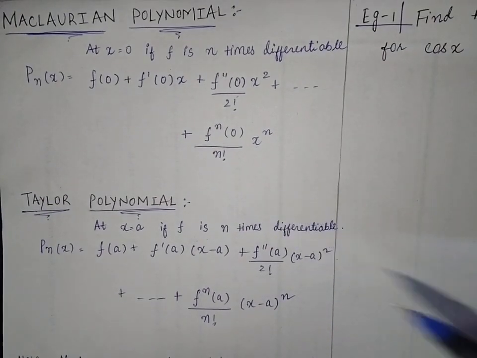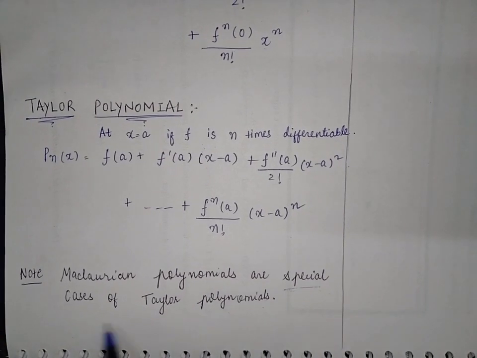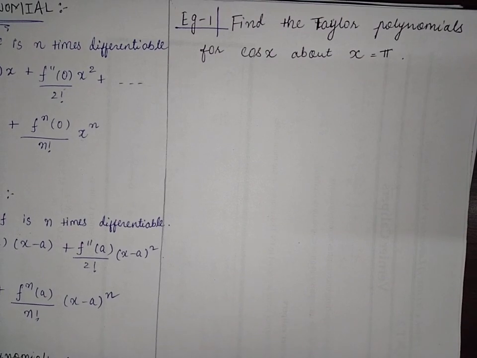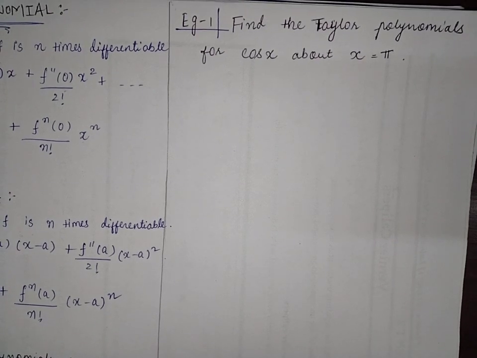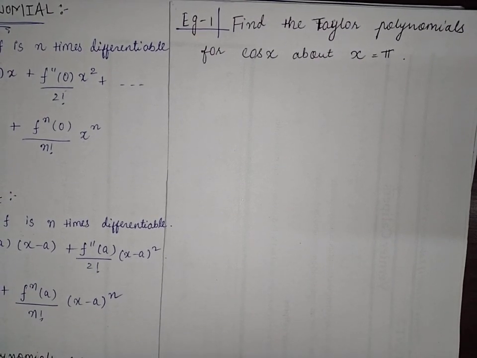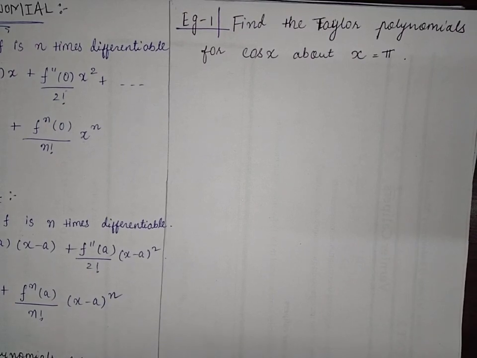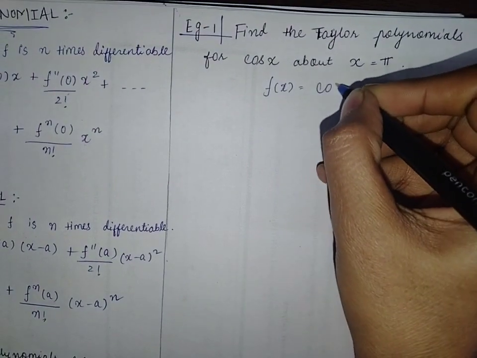So we can say that Maclaurin polynomials are special cases of Taylor polynomials. So now let us see the examples of Taylor polynomials and how to find Taylor polynomials and Maclaurin polynomials. So example 1, find the Taylor polynomials for cos x about x equal to pi. So here the given function f of x is equal to cos x.